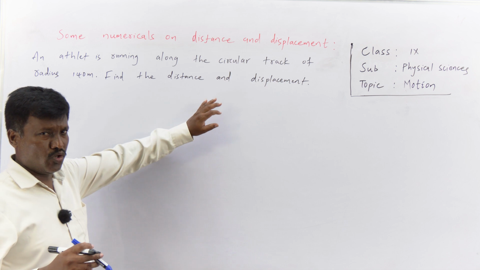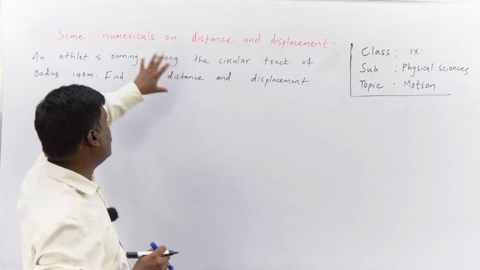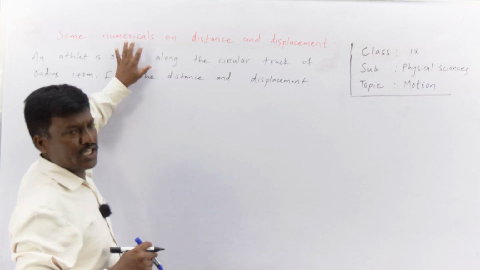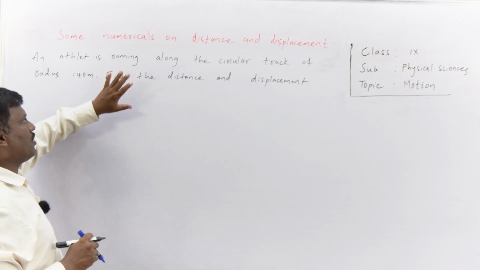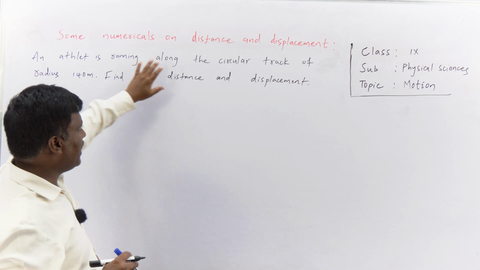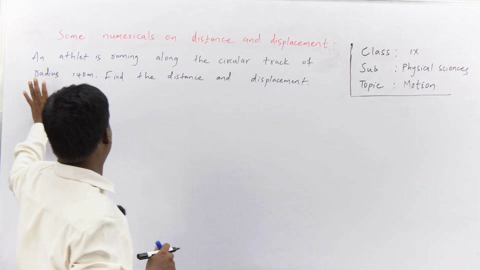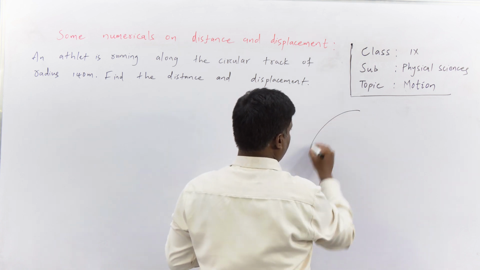To understand more about distance and displacement in a better way, we will do some more numericals. This is one problem. In this problem, we have to calculate distance and displacement. An athlete is running along a circular track of radius 140 meters. So this is a circular track.